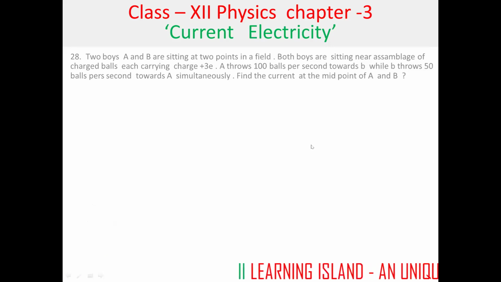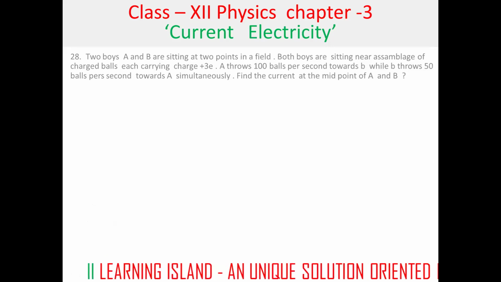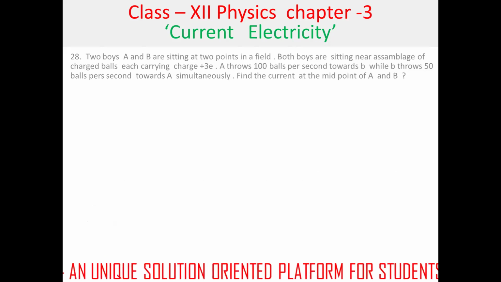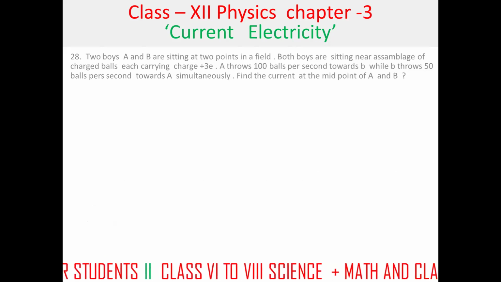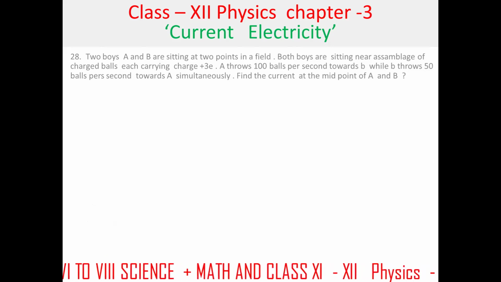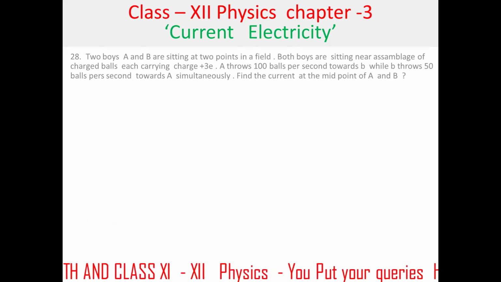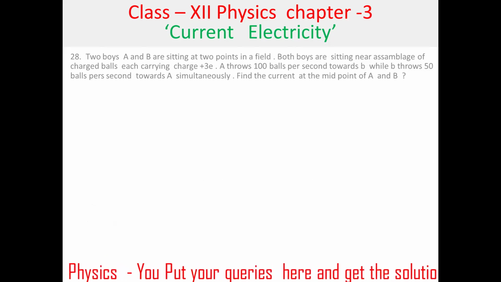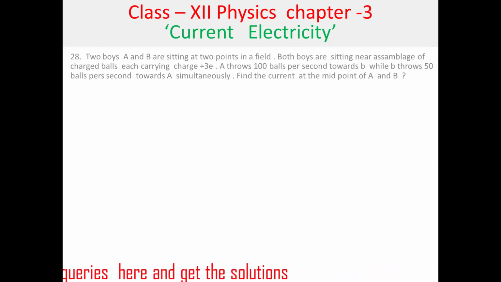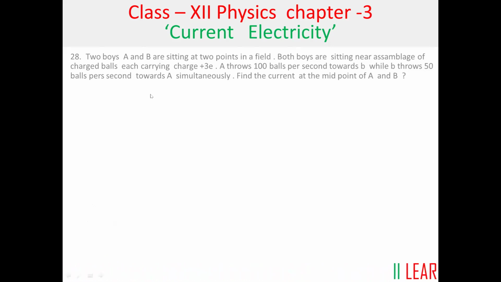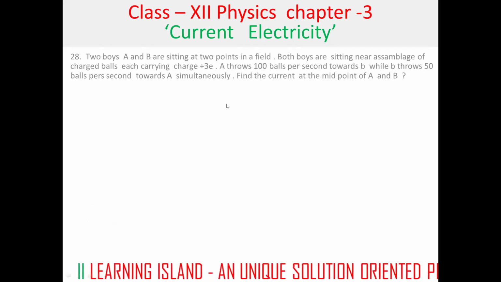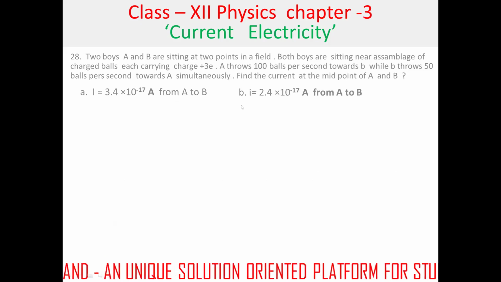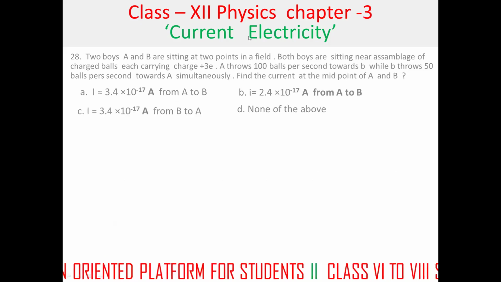Two boys A and B are sitting at 2 points in a field. Both boys are sitting near an assemblage of charged balls, each carrying charge plus 3e. A throws 100 balls per second towards B, while B throws 50 balls per second towards A simultaneously. Find the current at the midpoint of A and B. Options are these. So here see, understand this.